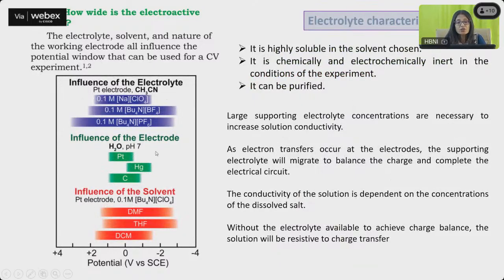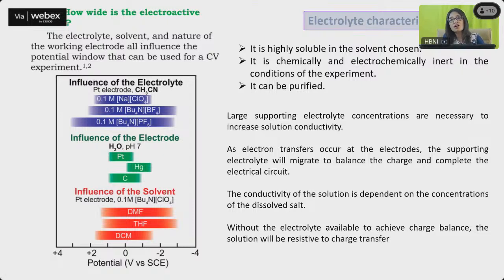So you have to check the electroactive window also. So this is all influenced by the electrolyte as well as by the electrode as well as by the solvent. You can see all these different materials which are used, which give you different potential windows or electroactive windows. So accordingly, you have to check the electrolyte characteristics also, just like you check for the solvent. It should be highly soluble in the solvent chosen. It should be chemically as well as electrochemically inert in the conditions of the experiments, and it can be purified.